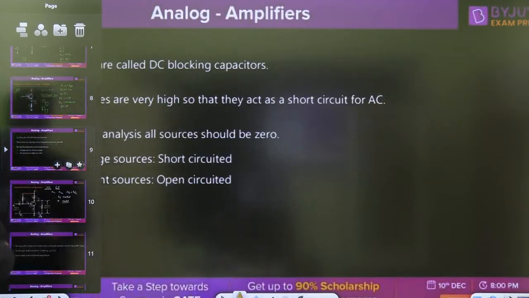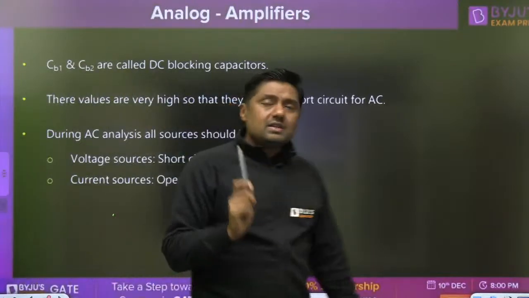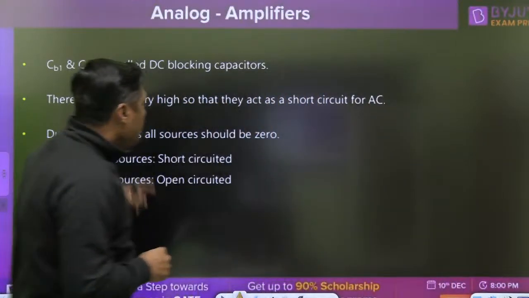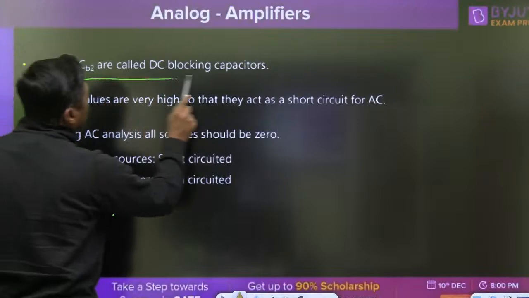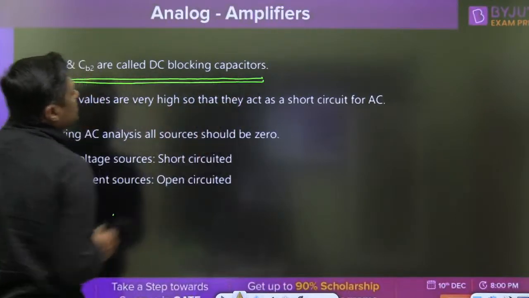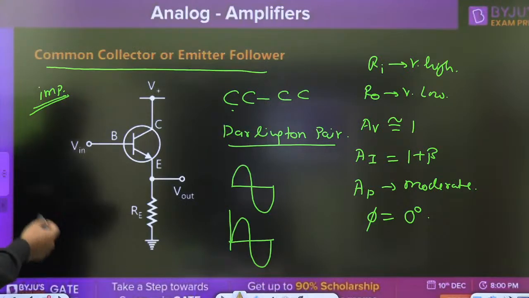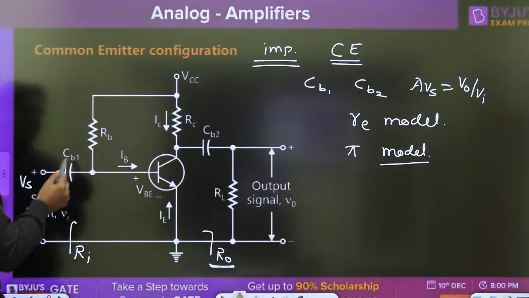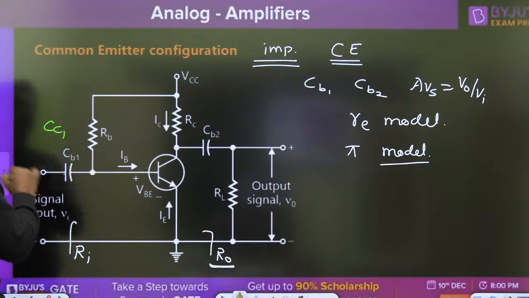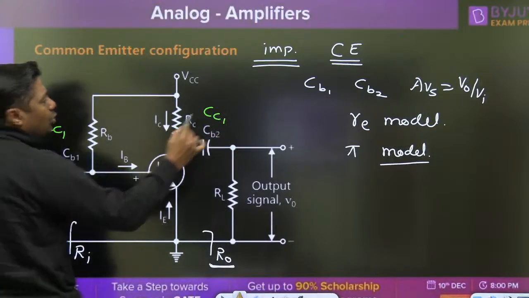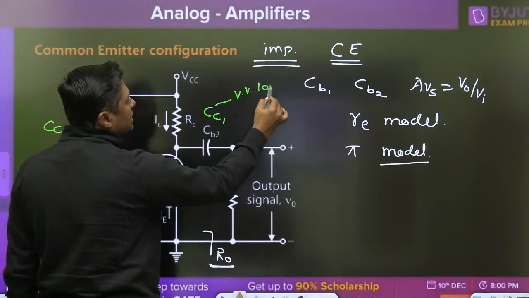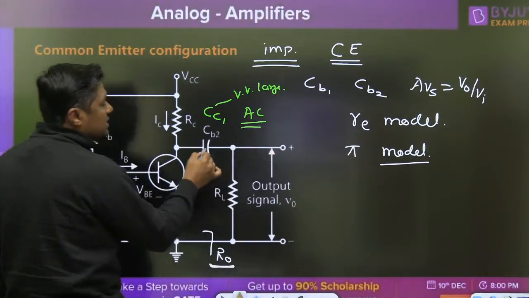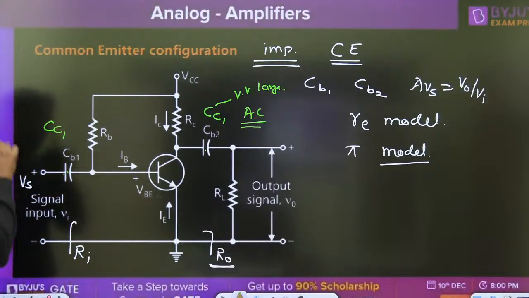Yes, try to understand. When we are doing AC analysis, when we want to use the small signal model, remember one thing. In any diagram, first of all the external capacitors will act as what? Short circuit. Normally it is given in the question that this is called DC blocking capacitor, that's why it is written, but it is called coupling capacitor also, CC1, same thing. And the value of this capacitor is very, very large, and that's why they will act as short circuit during AC analysis.